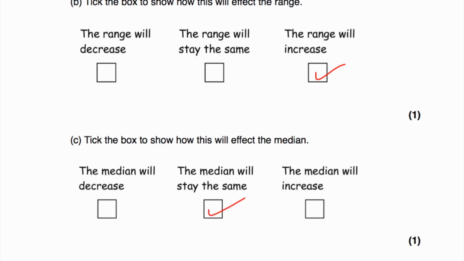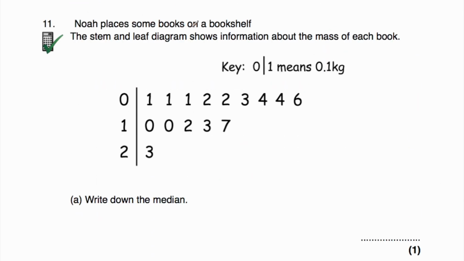Okay, let's have a look at our next question. Question 11. Noah places some books on a bookshelf. So Noah's got a bookshelf and he's placing some books on it. The stem and leaf diagram shows information about the mass of each book. So the mass of each book is shown in this diagram. We've got 0 line 1 means 0.1 kilograms.